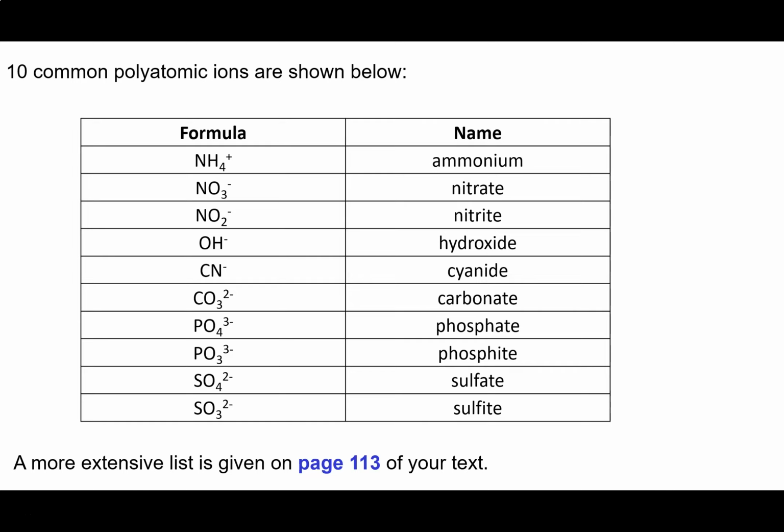The ammonium ion is the most common polyatomic cation, and then there are a bunch of others. Some of them contain oxygen and are oxyanions. Some of them are not in that category, and I'm thinking here of the cyanide anion in particular. There's a really big list on page 113 of your text. You should just have that handy when you need it.